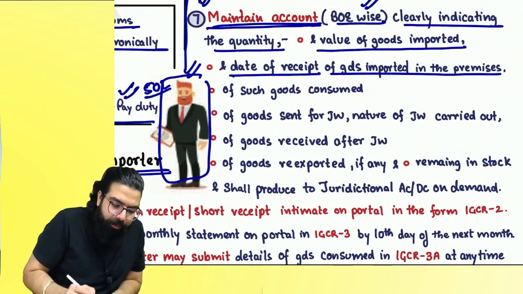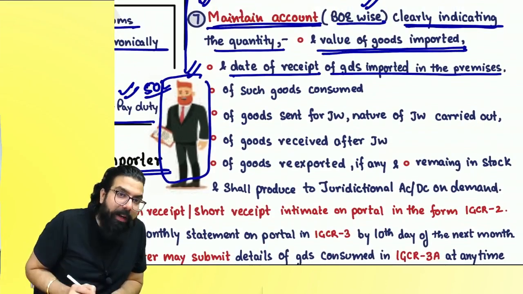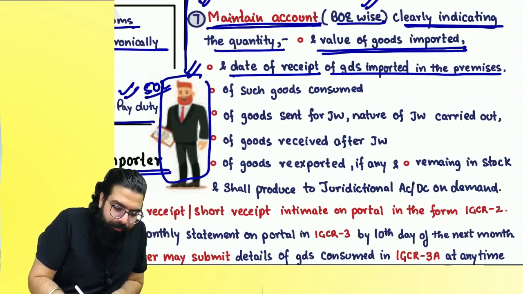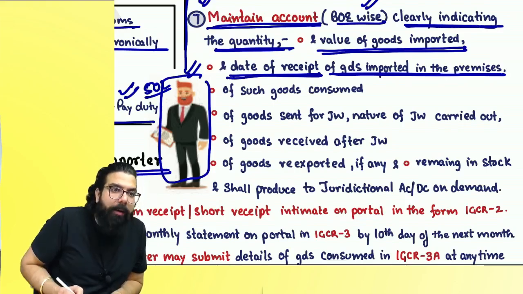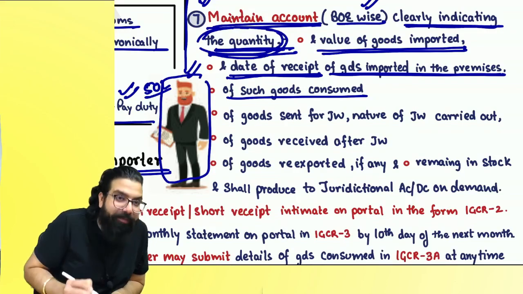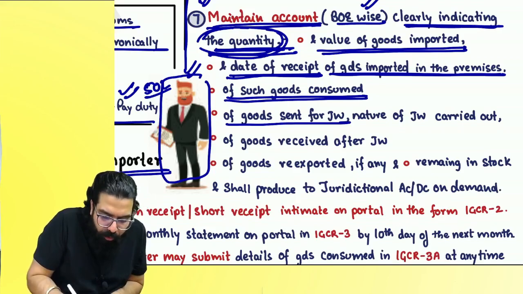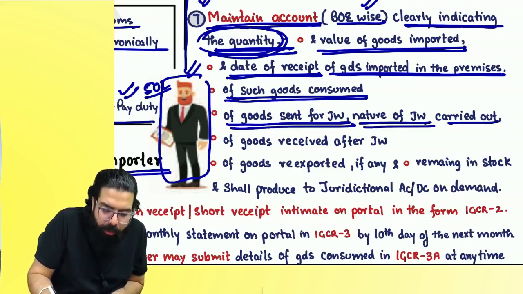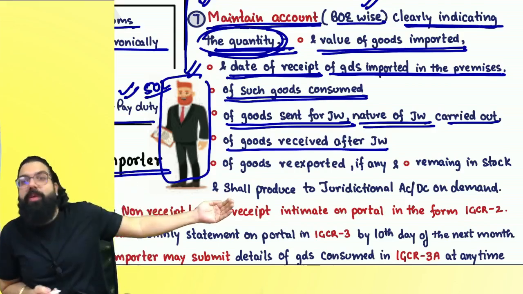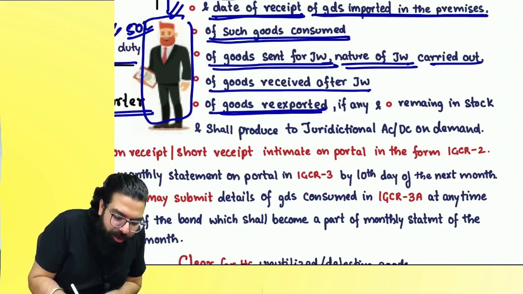Then, number one, clearly indicating the quantity and the value. Clearly indicating the quantity and the date of receipt of goods in the premises. People, this quantity is common, okay? The quantity of goods consumed, the quantity of goods sent for job work, the nature of job work carried out, the quantity of goods received after the job work was done, and the quantity of goods re-exported.